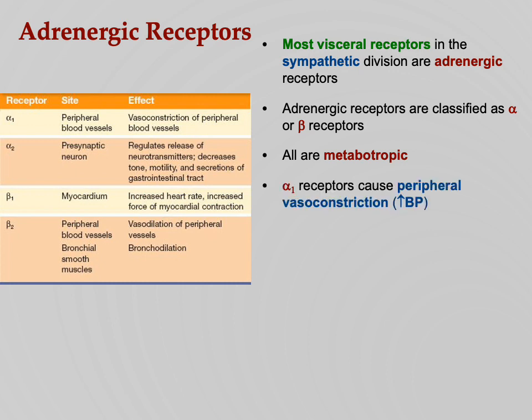So, alpha-1, these cause peripheral vasoconstriction. That increases your blood pressure. Makes sense when the sympathetic nervous system kicks in, you're in survival mode. Higher blood pressure means more blood faster to your organs, to your heart, to your skeletal muscles. You got to survive right now. Now, make sure you watch that whiteboard video, because I talk in there about how the alpha-1s also do pupil dilation, which is also very important for survival.